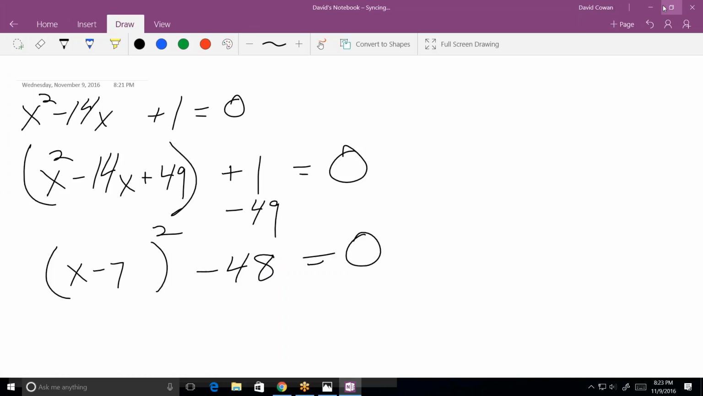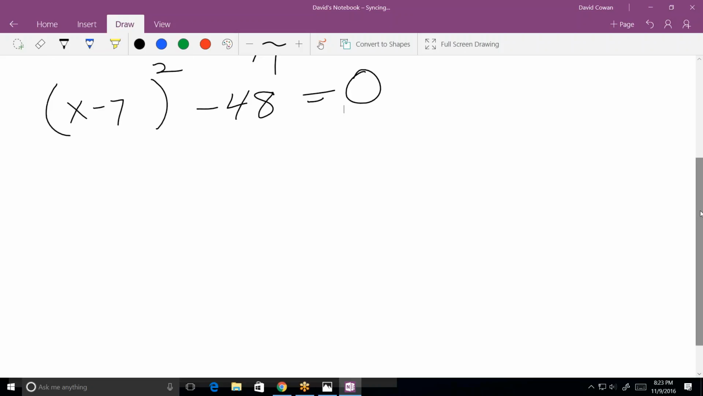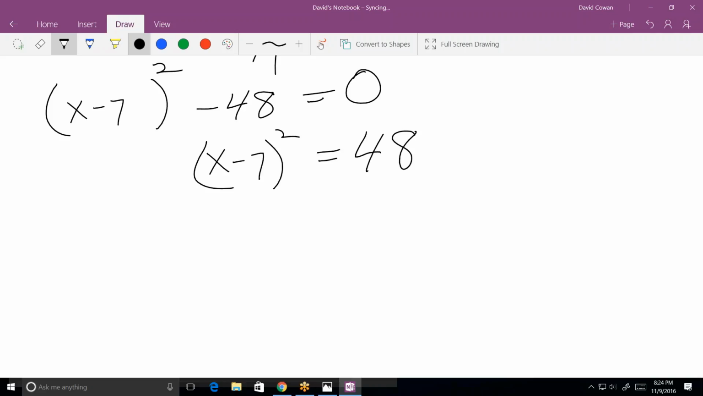I don't want it in vertex format, I want to solve for x. So what's the next step? It'd be x minus 7 squared is equal to 48. Next step, we would square root both sides, so it'd be x minus 7 is equal to, got to square root the right side too, plus or minus root 48. Don't forget that plus or minus ever.